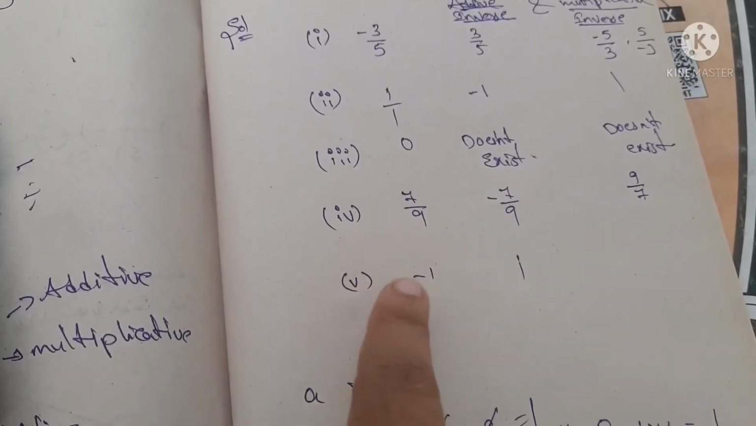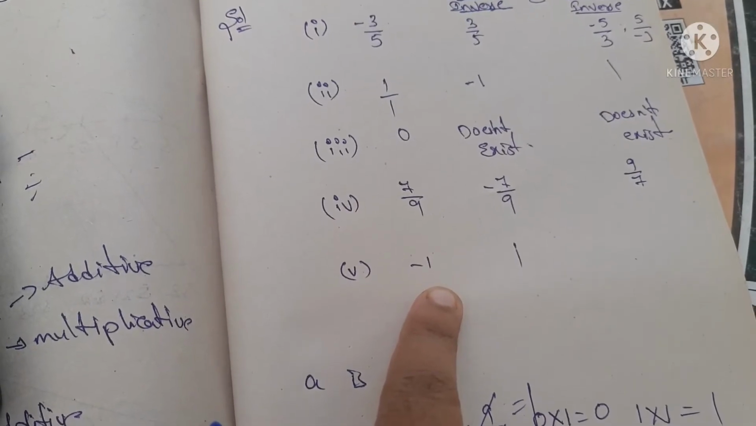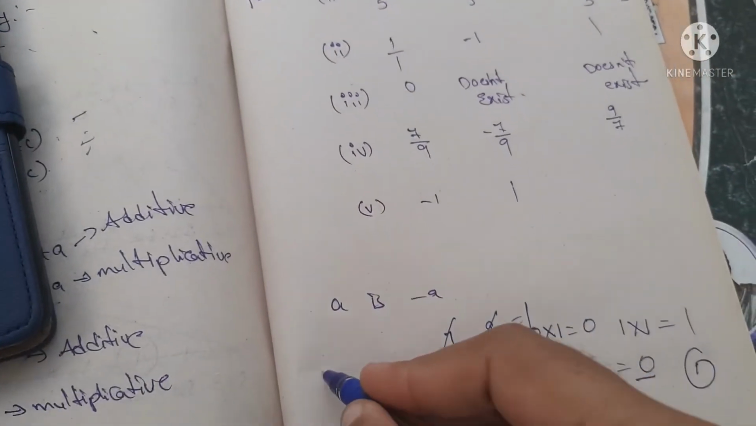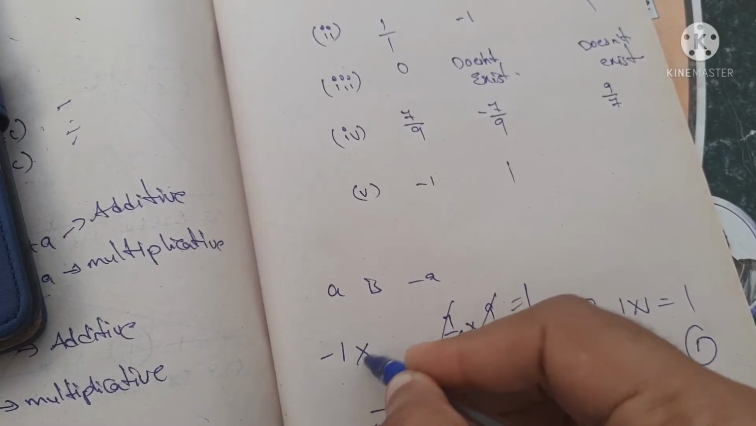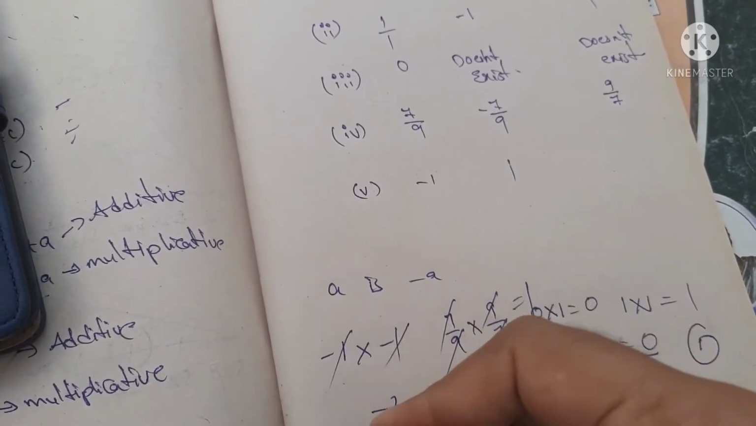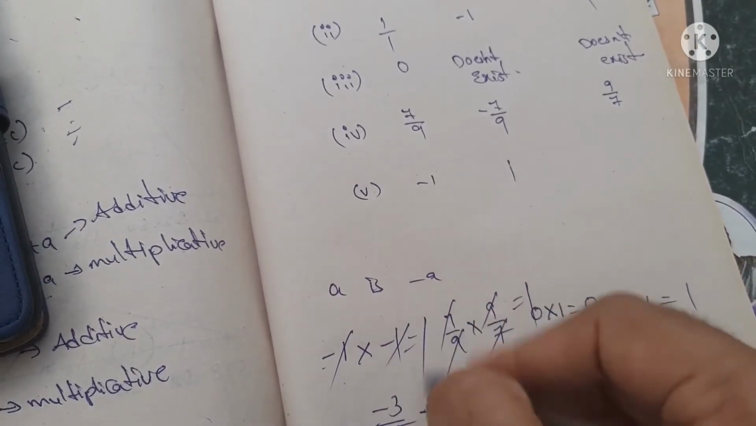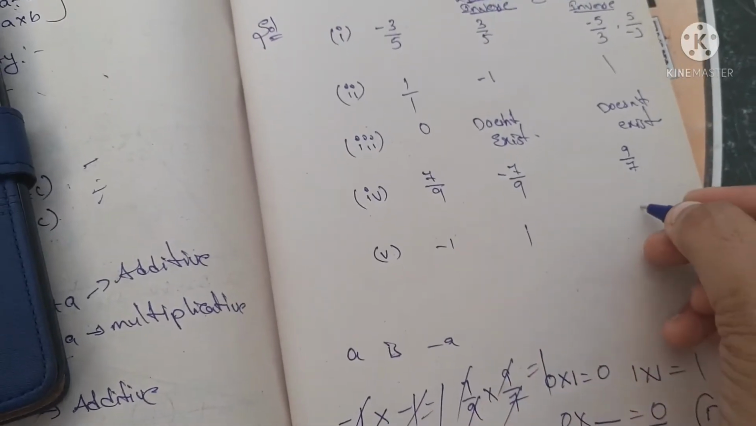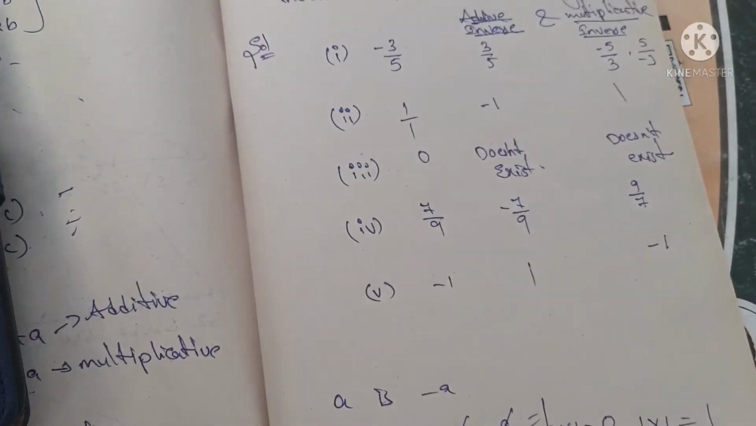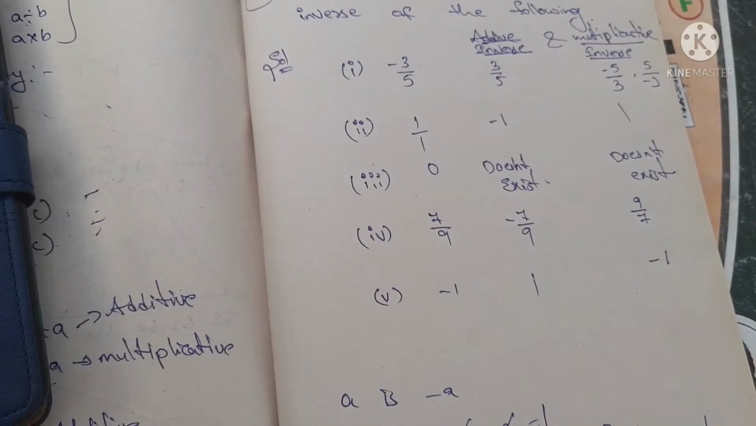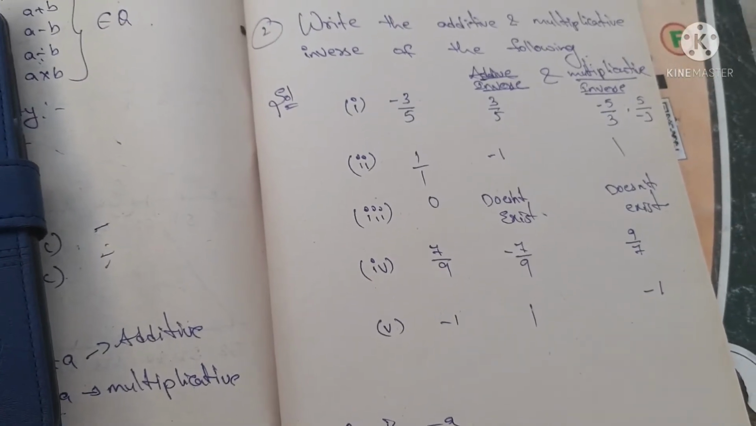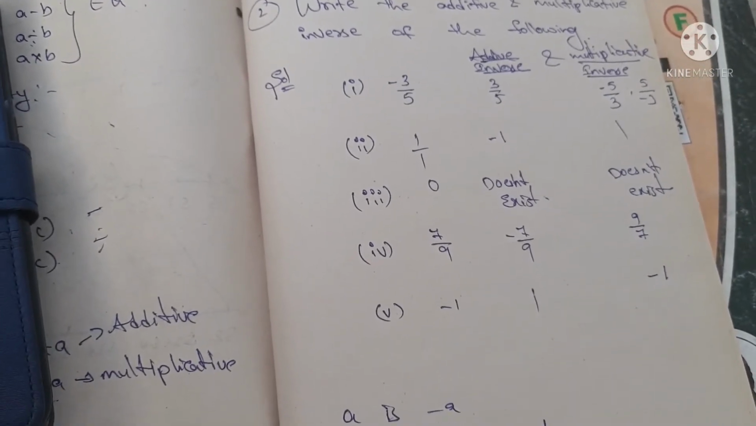And next, minus 1. What is the multiplicative inverse of minus 1? Let us find here. Minus 1 into minus 1. So 1 gets cancelled. Minus into minus is plus 1. Okay. So the multiplicative inverse is minus 1. Did you understand how to find additive inverse and multiplicative inverse? Shall I move to the next Roman? Okay.